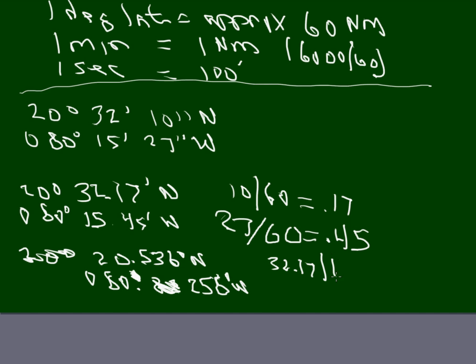32.17 divided by 60 equals 0.536 when you round it. And also 15.45 divided by 60 equals 0.258 when you round that. So that's the way I converted from degrees, minutes, and decimals to just degrees. So that's an overview of the lat-long grid and the way that you express coordinates.